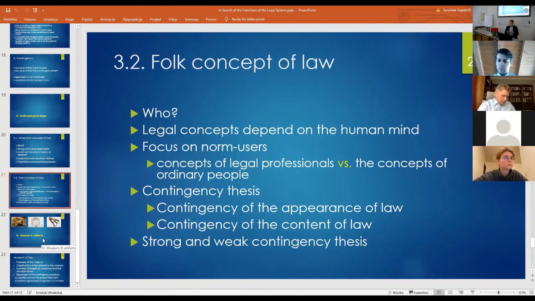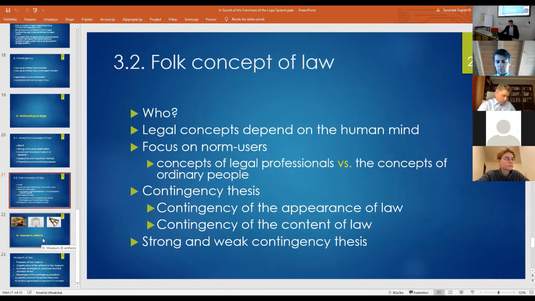In any case, focus on the folk concept, and this is the Gestalt switch in legal theory, focuses us on norm users and not only on legal theorists or on those who create or stipulate these kinds of theories of what is the law. Also, this focus makes us aware that legal concepts depend on the human mind. It's not that they exist in nature. What using the folk concept also brings to the stage is the contingency thesis again.